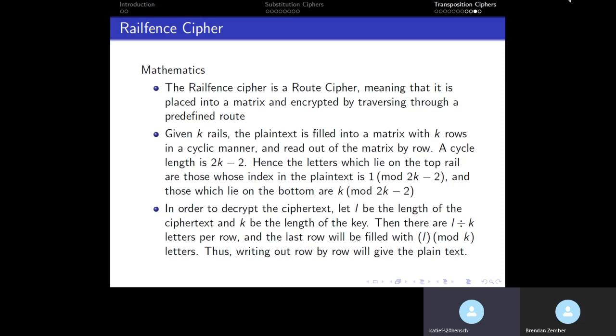Then the letters on the first row are 1 mod 2k minus 2, and the last row are k mod 2k minus 2. Lastly, in order to decrypt the cipher, let L be the length of the ciphertext and K be the length of the key. Then dividing L by K results in the amount of letters in each row, and then L mod K results in the amount of letters in the last row. Thus, writing out row by row will get the plaintext.